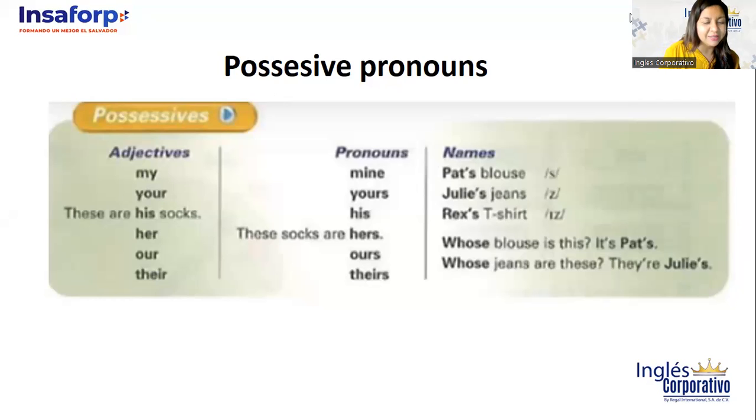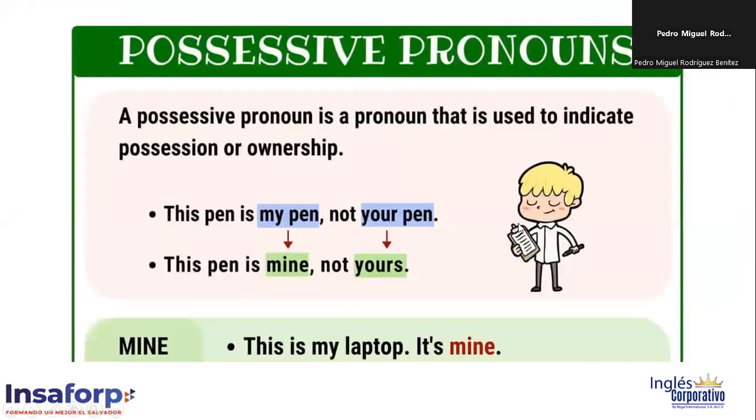Okay. So in this part, alguien preguntó cuál es la diferencia entre my and mine. Bueno, le voy a pasar al siguiente. Vamos a leer. A possessive pronoun is a pronoun that is used to indicate possession or ownership. Un pronombre posesivo se usa para indicar posesión o que uno es dueño de algo. Por ejemplo, aquí está un ejemplo con my. This is my pen, not your pen. Este my, que va antes del sustantivo, es un adjetivo.